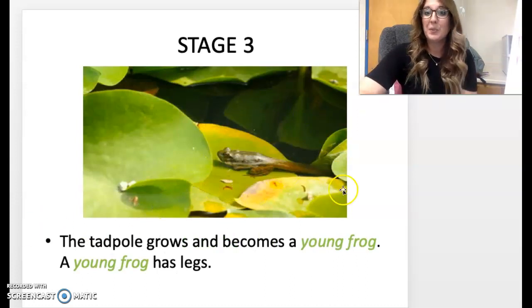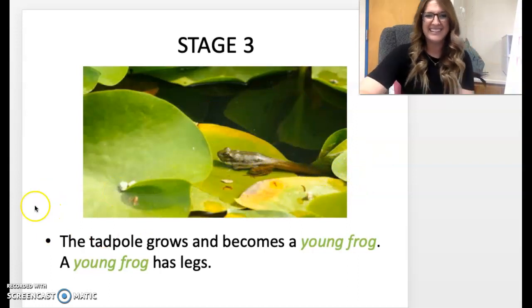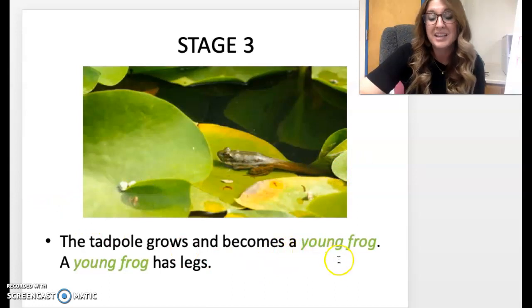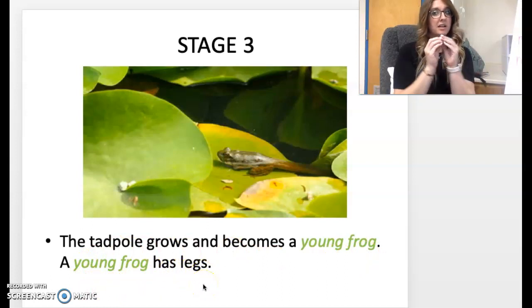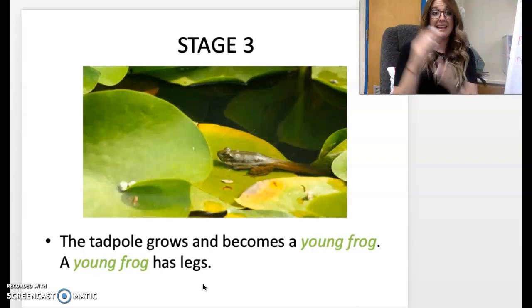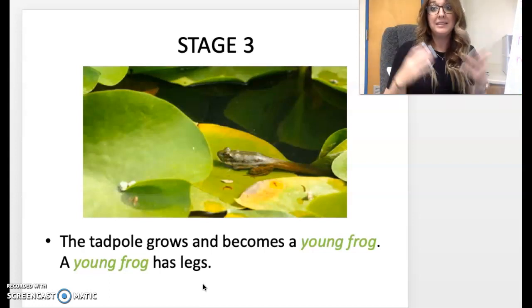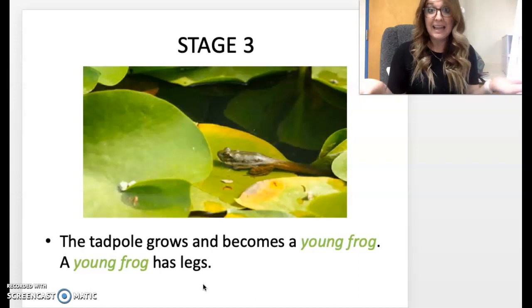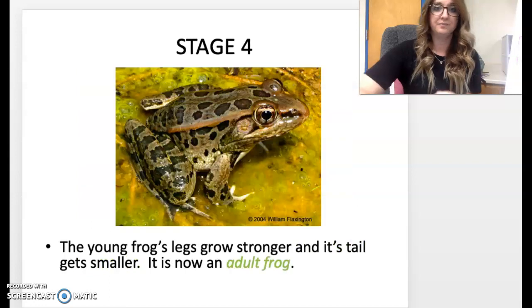Ooh, this is starting to look more like a frog now, but look, it still has that crazy long tail. A tadpole grows and becomes a young frog. A young frog has legs. So first it started off as an egg with no legs and no tail. And then it went to a tadpole where it had a head and a tail, but no arms and legs. And now it's a young frog and it has legs. It's starting to look more like a frog. Let's learn about stage 4.